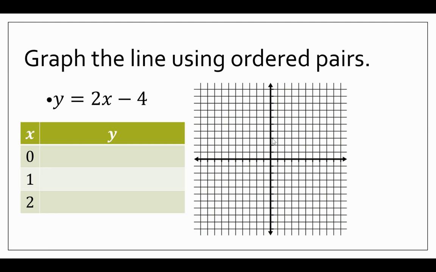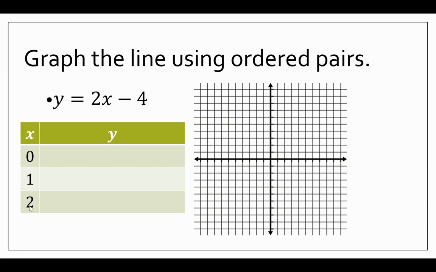So in order to graph lines, we can use these ordered pairs and solve for y. This is the standard format for a line: y equals mx plus b, where m is the slope and b is the y-intercept. We're looking at this here. We see y equals 2x minus 4. The best way to grab a couple points is to put numbers in for x. 0, 1, 2 is a good starting point. I like to do -1 and -2 as well.